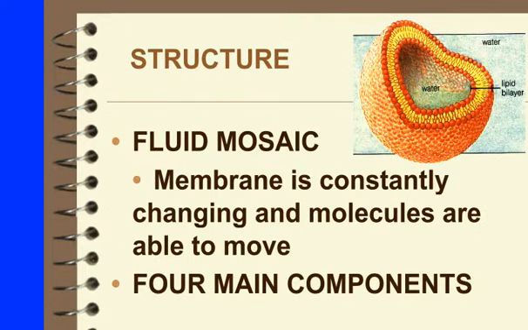Now, our cell membrane is what's called a fluid mosaic, and it's called a fluid mosaic because it's flexible, and that means that the molecules are able to move around inside the membrane. There are actually 4 components that make up our cell membrane, and we're going to look at them by drawing a diagram. So let's start with our first component. Let me turn my pen tool on. The first component of our cell membrane is called the phospholipid bilayer.